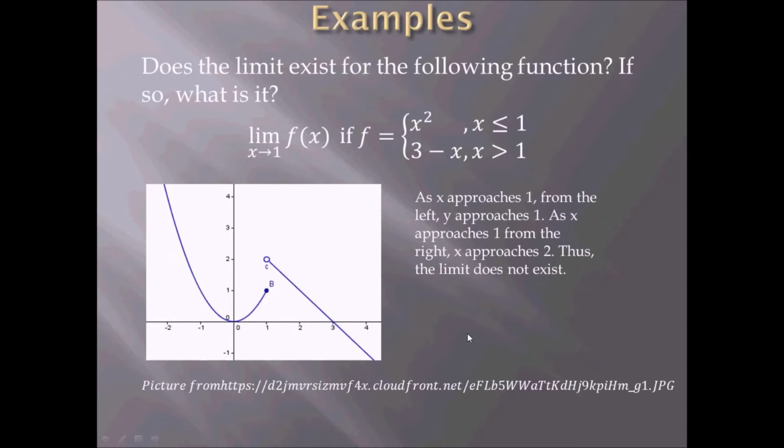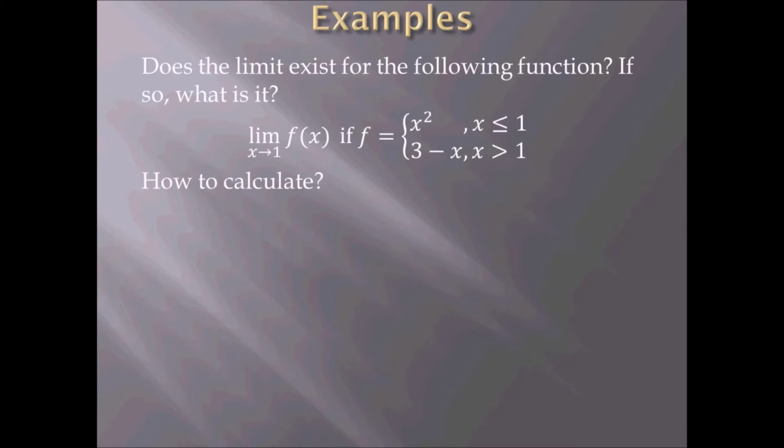So as you can see, as x approaches 1 from the left, y actually approaches 1. As x approaches 1 from the right, y approaches 2. See that? So since it approaches different values from the left and from the right, the limit does not exist.